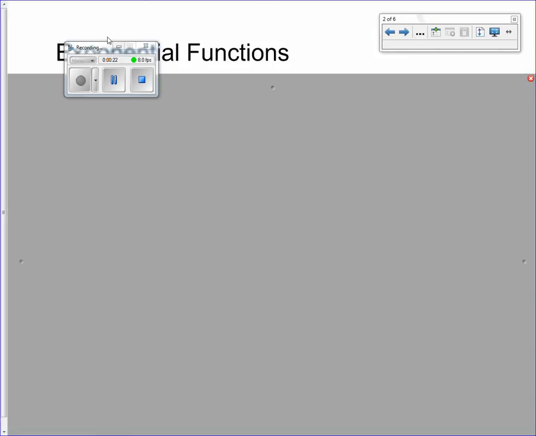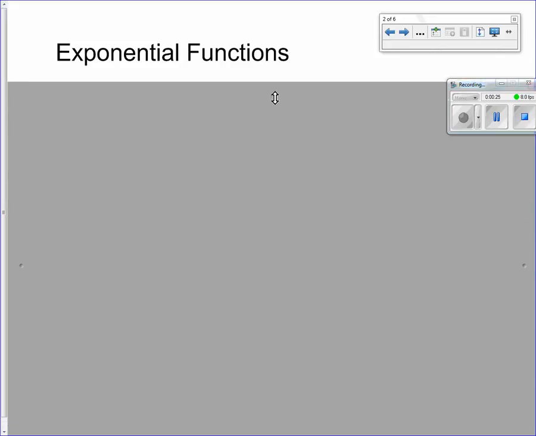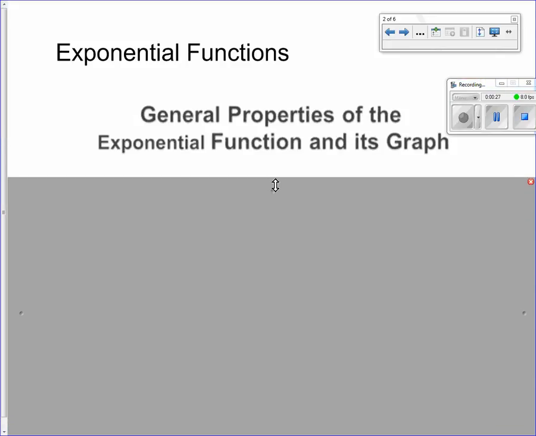So first we're going to talk about exponential functions, and we're going to focus on their graphs. Be thinking about how you can abbreviate this. All of this text doesn't need to be copied. This is about the properties of the graphs.